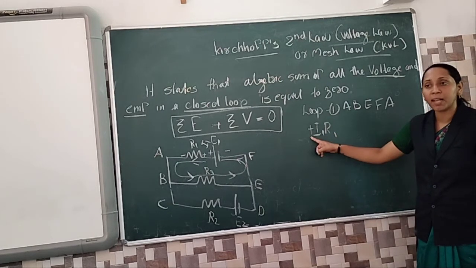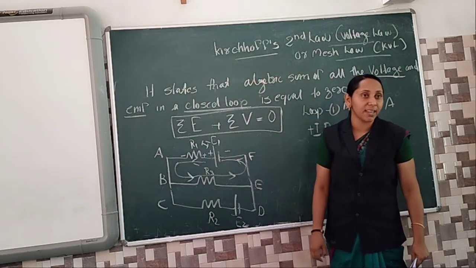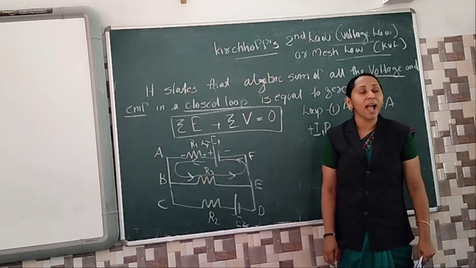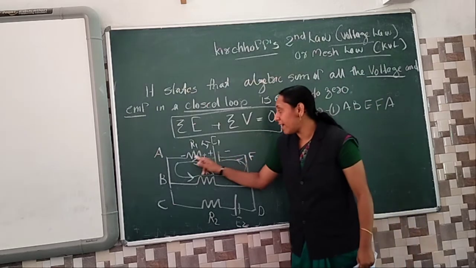Why will the positive be coming here? Because we are touching the positive of the resistance. That's the reason. Resistance actually doesn't have a positive or negative; the positive current will be coming. That's the reason. Okay, so I1 R1 is completed.